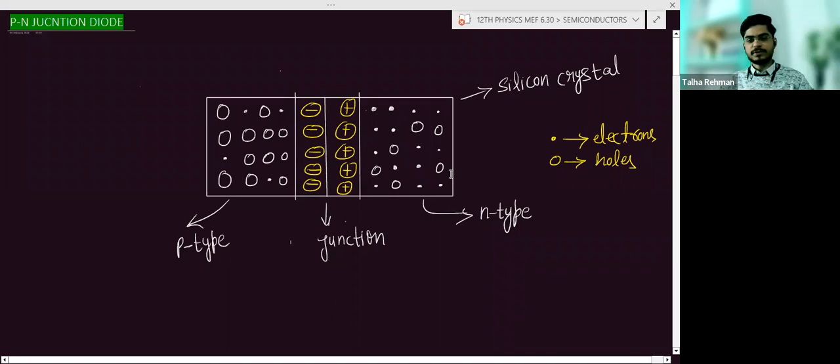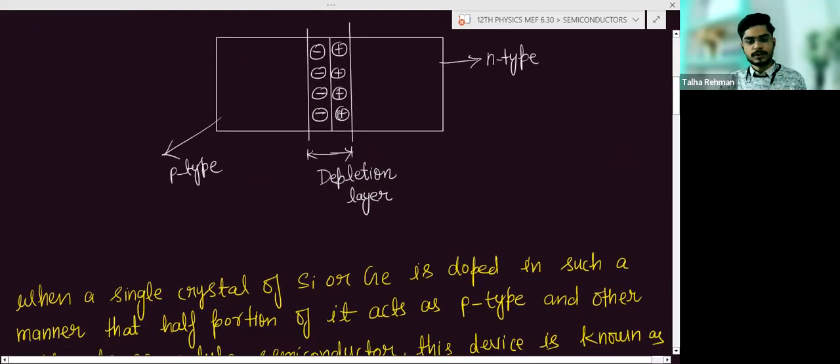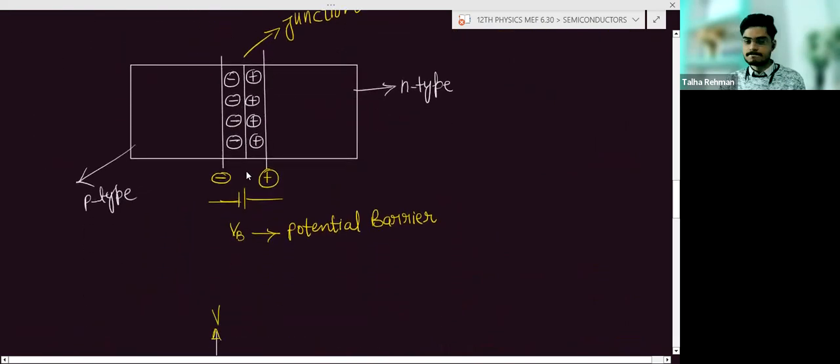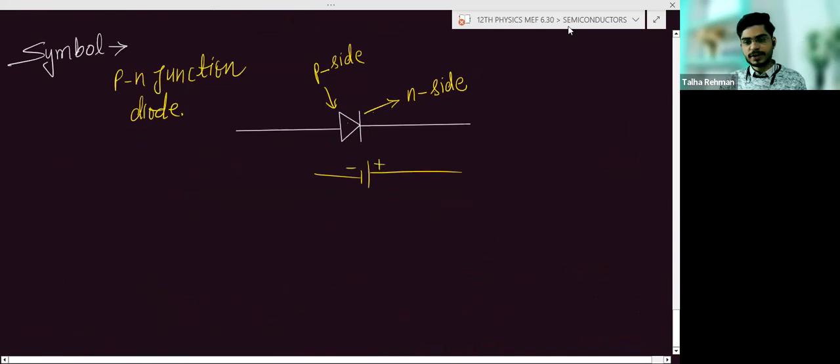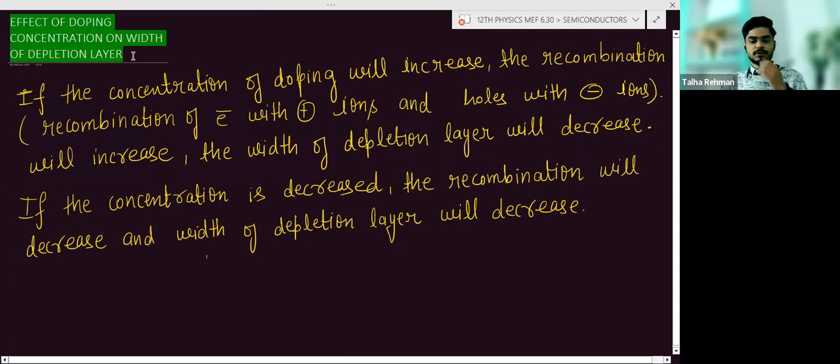And due to the concentration difference, electrons will move from here to here and holes will move from here to here. Due to that, a depletion layer containing negative and positive immobile ions will form, and due to that the potential barrier will form. We discussed this potential barrier. This also we discussed.